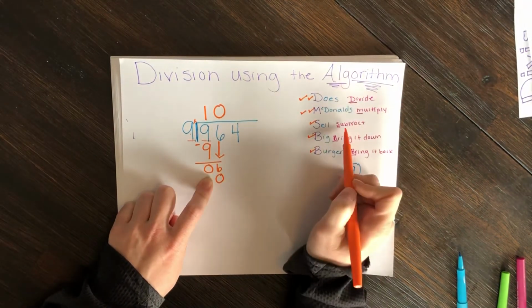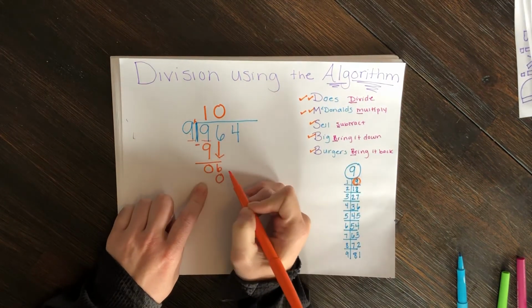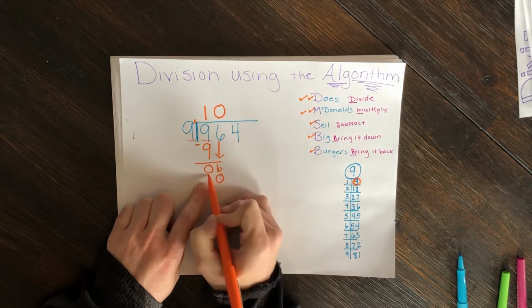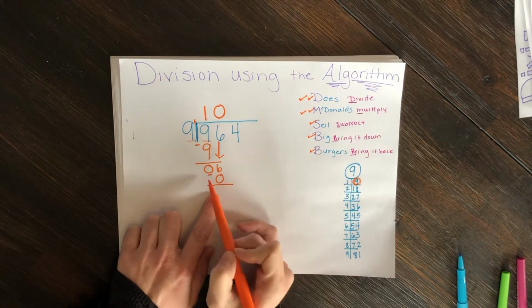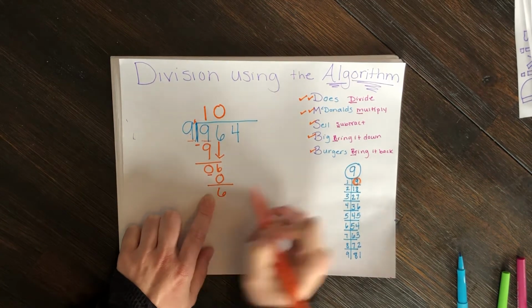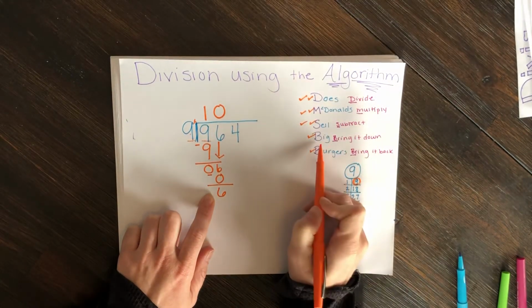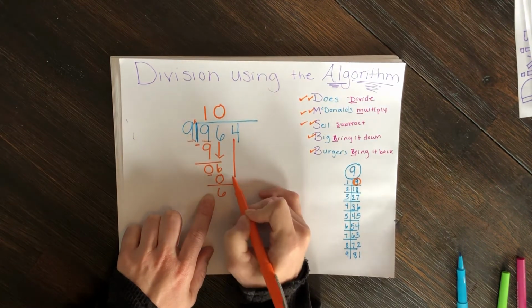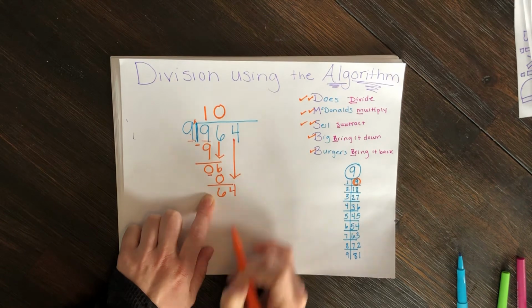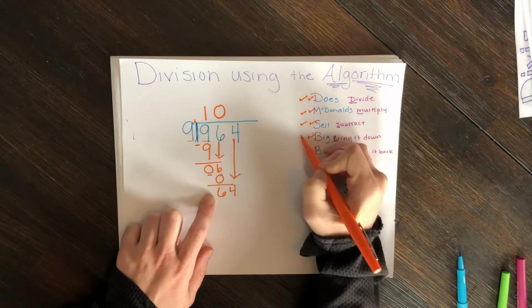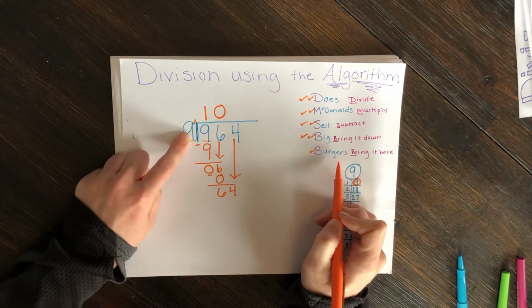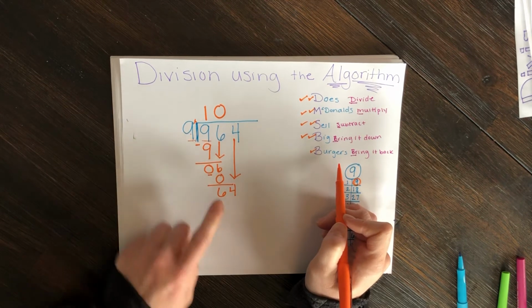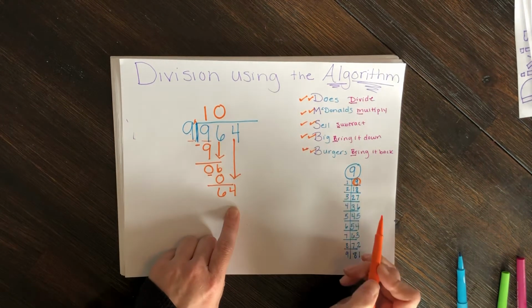Check. Subtract. So I'm going to subtract right here. 6 minus 0 is 6. Check. B for bring it down. So I bring my next number down, 4. And I'm bringing it back on up to the 9 to say how many times does 9 go into 64.